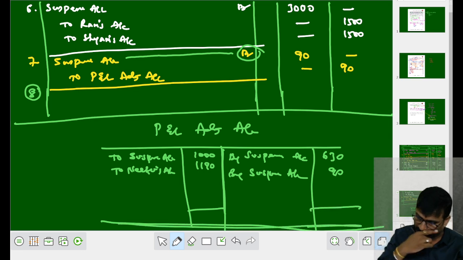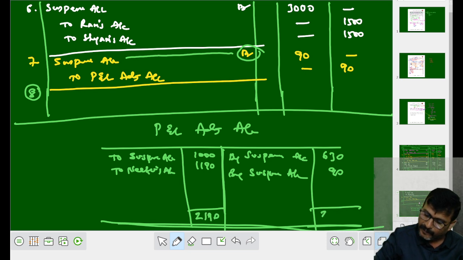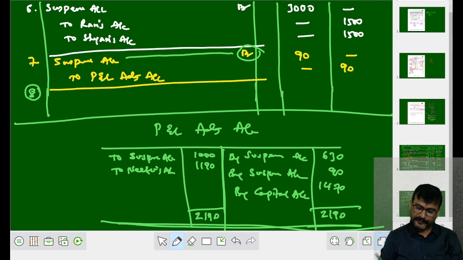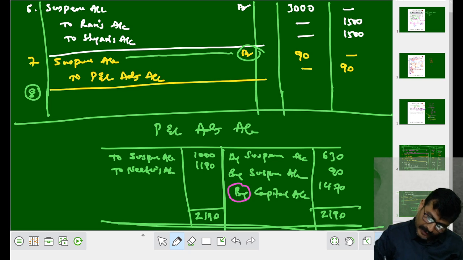When you close, your debit side is more, as 2190. From 2190, if we deduct, how much do we get? 1470. This goes to where? Capital account. Now my dear student, when capital account appears in the credit side of ledger, it comes where?